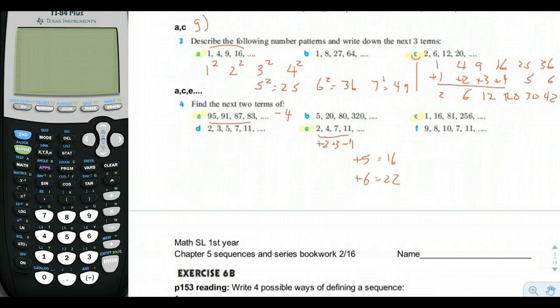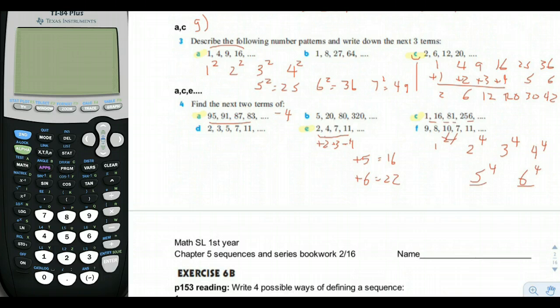1, 16, 81, 256. Those look like squares, but they're not all the squares. We got 1 squared. Oh, let's see. No, actually, I think I know what they're doing. It's 2 to the 4th, 3 to the 4th, 4 to the 4th. So these are all powers of 4. Okay, so the next ones would be 5 to the 4th and 6 to the 4th. You could use your calculator to help you find those.